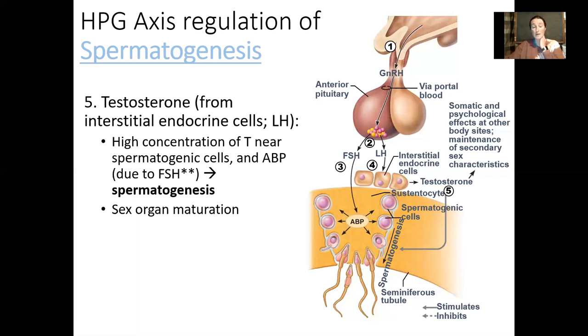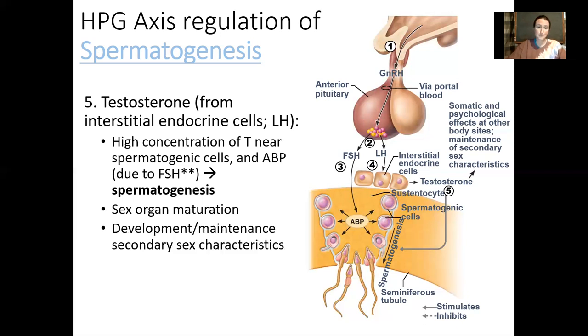Testosterone promotes sex organ maturation. And so of course, during puberty, testosterone levels are much higher than before. And so this accelerates the growth of sex organs, both the testes and the penis alike. Again, secondary sex characteristics, erectile function is dependent upon testosterone.